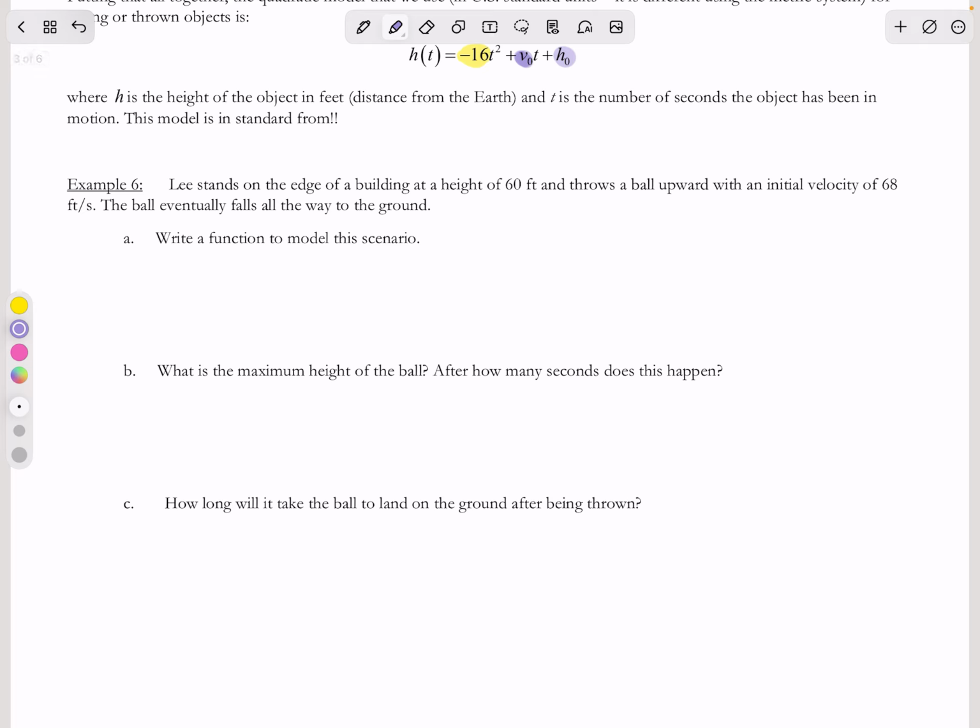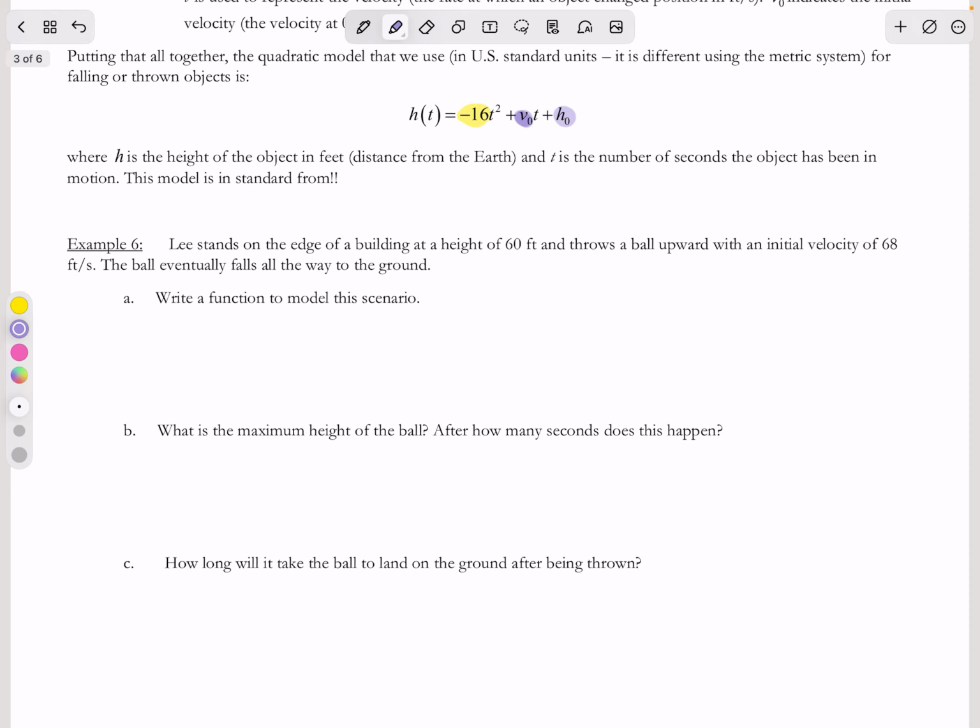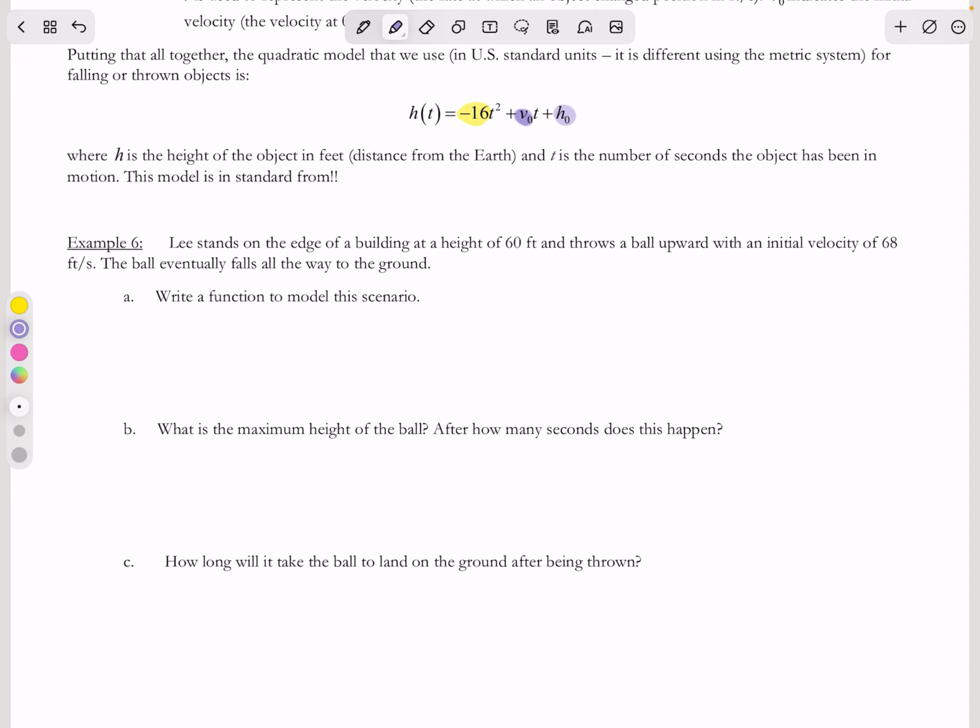Okay, so we'll read this problem out loud real quick. Lee stands on the edge of a building at a height of 60 feet. I didn't really say before. We did talk about it in class.